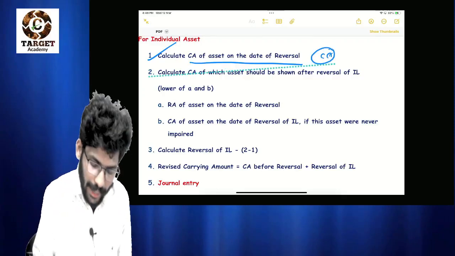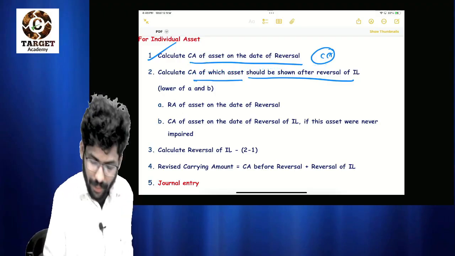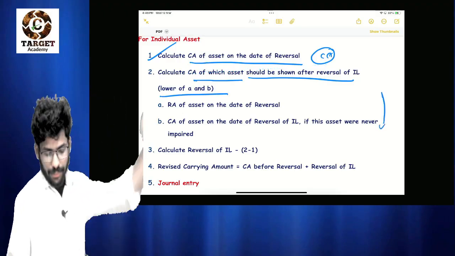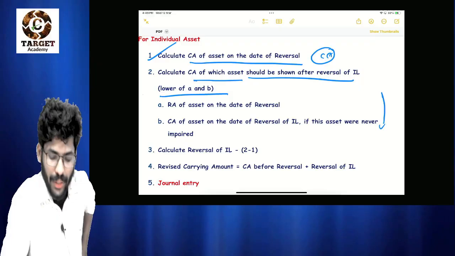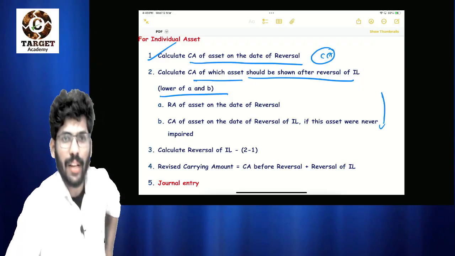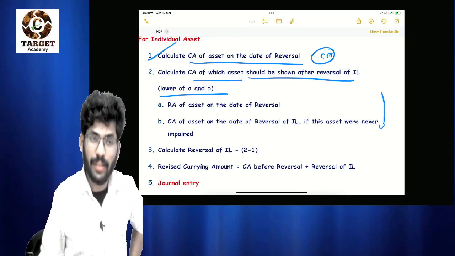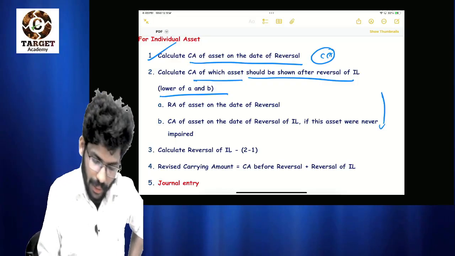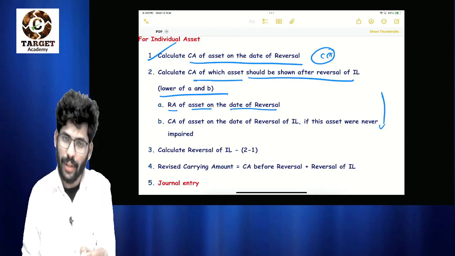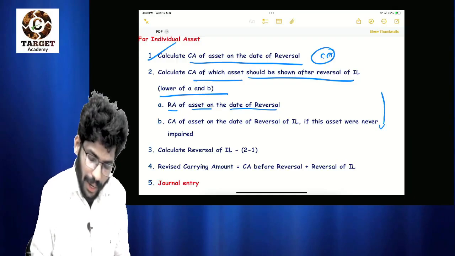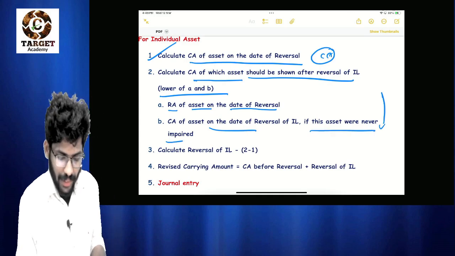Step number 2. Calculate the carrying amount at which the asset should be shown after reversal of impairment loss. For that we take the lower of A and B. After reversal of impairment loss, what should be the carrying amount? For that we have two options, whichever is lower. A: the recoverable amount of the asset on the date of reversal. B: the carrying amount of the asset on the date of reversal if the asset had never been impaired.